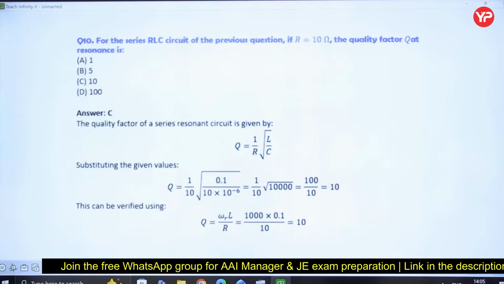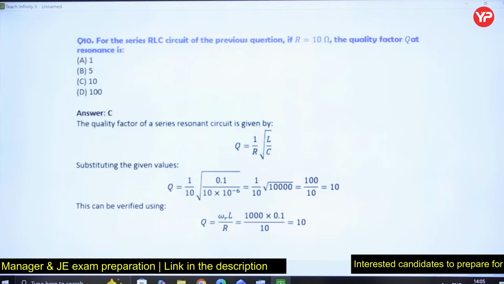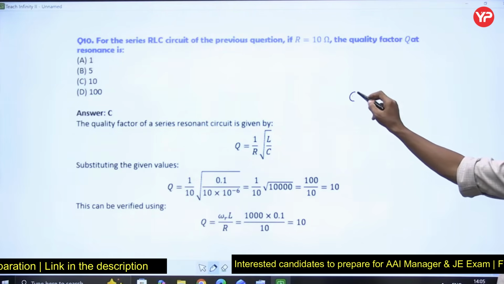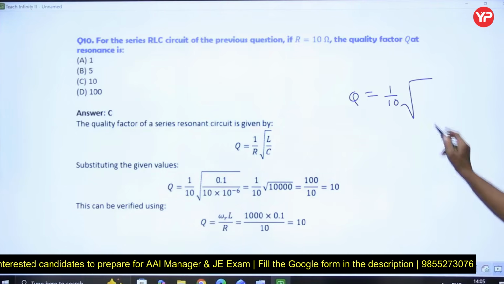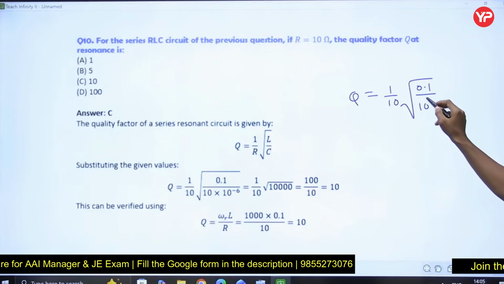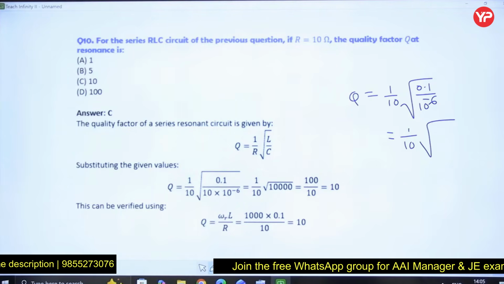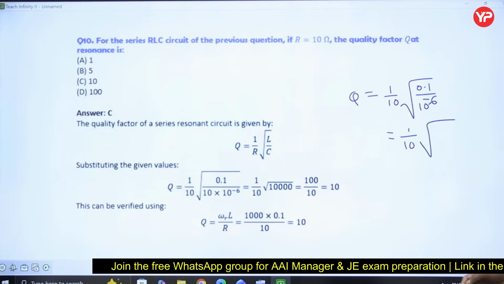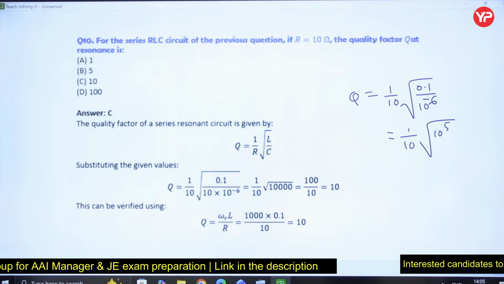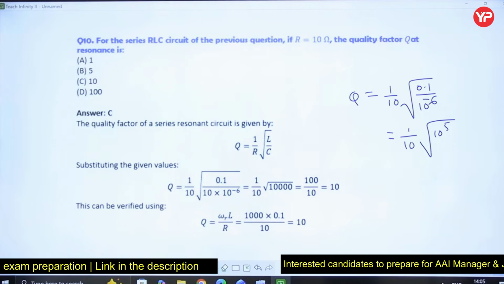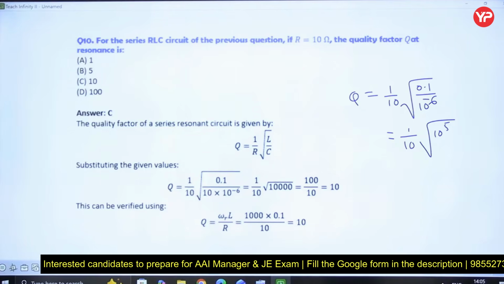Let's go to the next question. For the series RLC circuit of the previous question, if R is equal to 10, the quality factor at resonance is Q is equal to direct formula 1 by R into under root of L by C. How much is L given by him? 0.1 by 10 to the power of minus 6, right? 1 by 10 into under root of, when it goes to upside, it is going to become 10 to the power of plus 6. So 10 to the power of 5, it is going to be under root of 10 to the power of 5 divided by, anywhere we did wrong? 1 by R into under root of L by C, right? Yes, L by C.